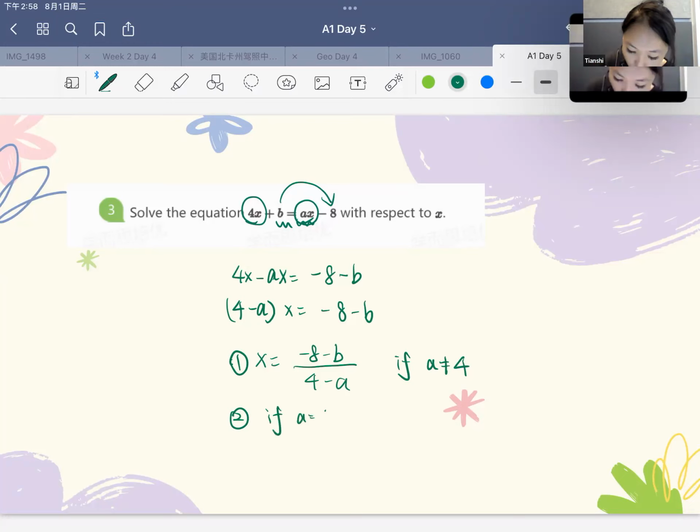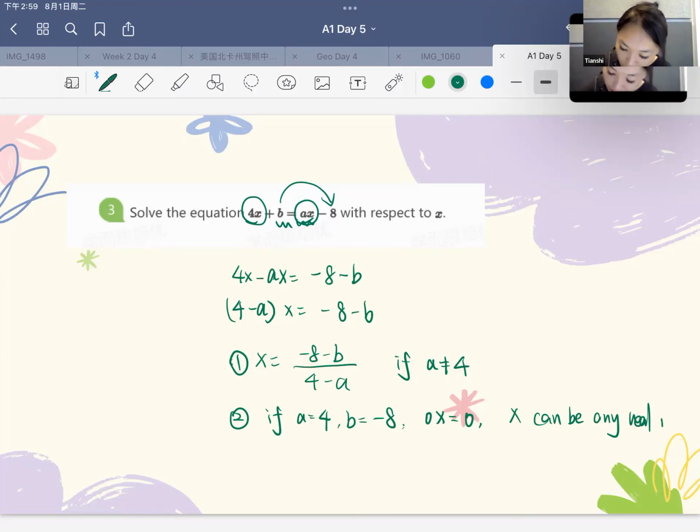So if a equals 4, then the left side will just be 0. So in that case, if b equals -8, then we have the equation 0x equals -8 plus 8, which is 0. So no matter what the value of x is, the equation is always valid. So x can be any real number, right? So this is the second scenario. If a is 4 and b is -8, x has no limit. x can be any real number.